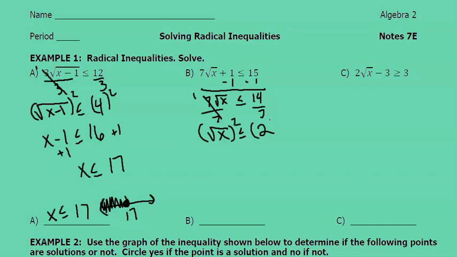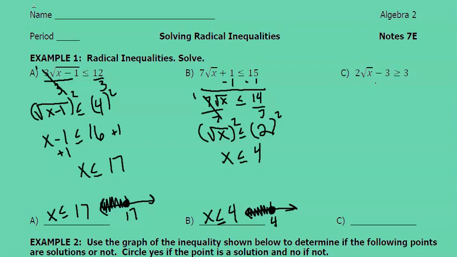Exponentiate each side by 2, and then you get x is less than or equal to 4. So that's our solution. And to graph this on the number line, we plot 4, and then we shade to the left.